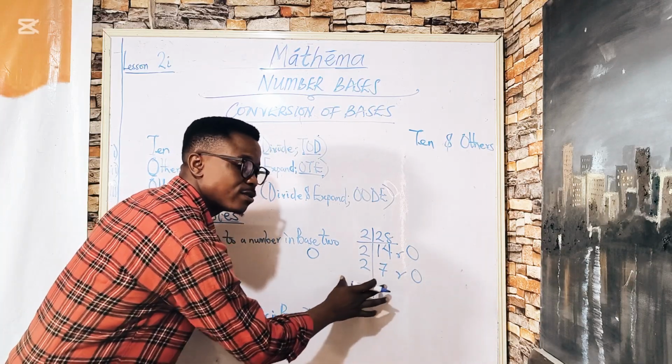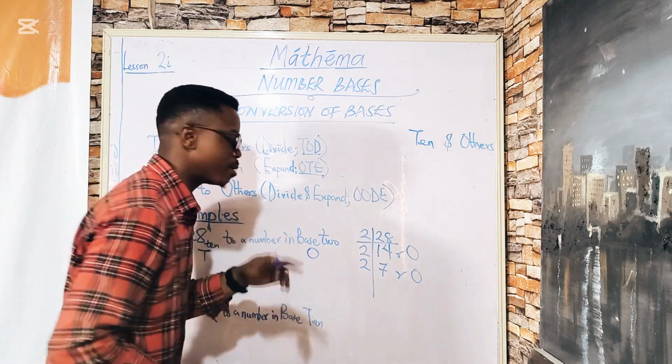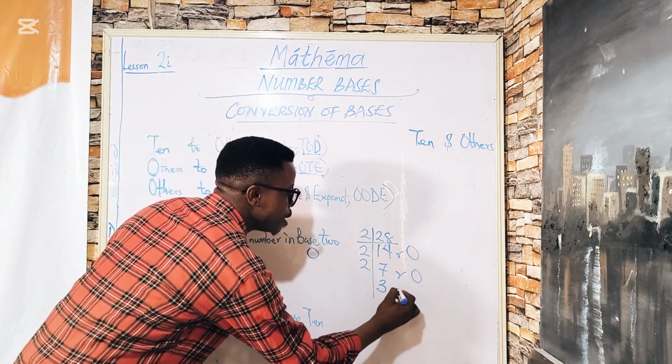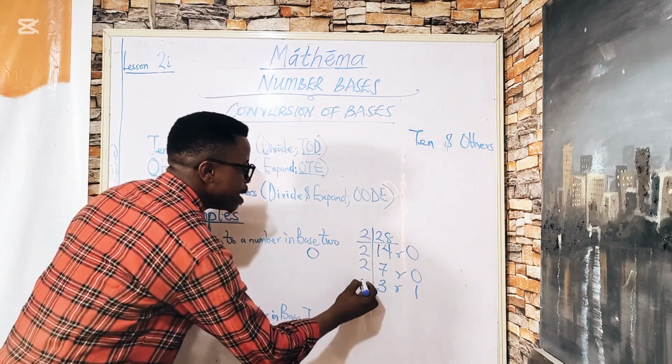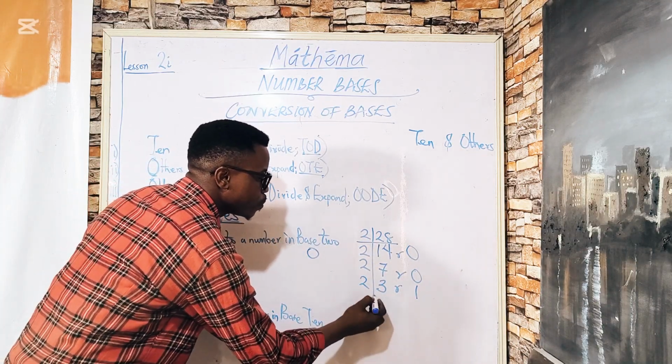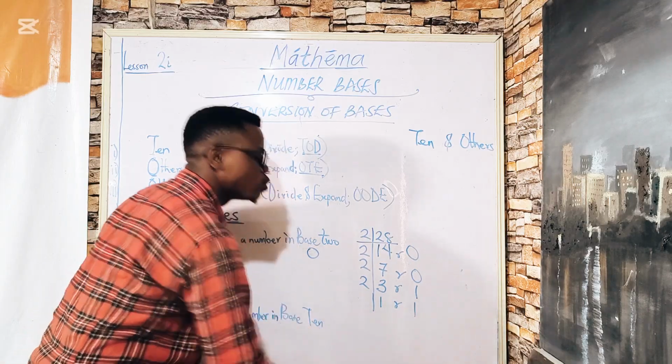Why 2 go into 7 this time? It is not a perfect division, so it's going to come with a remainder. It's going to go 3 times, remaining 1. And then the next one, 2 divide 3 will go once, remainder 1 as well.